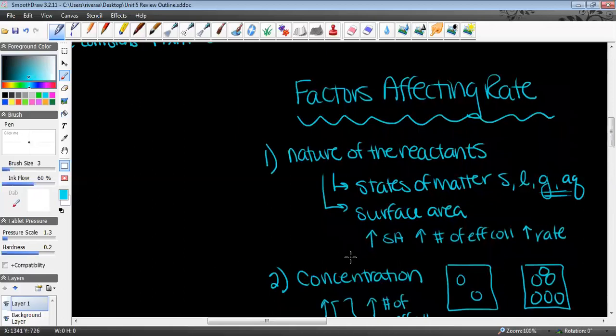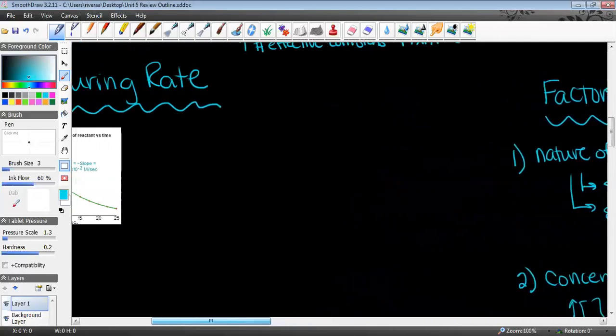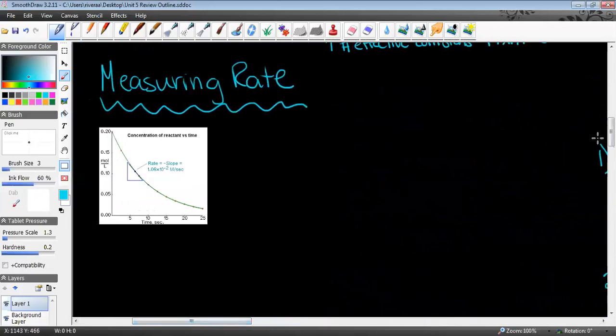Okie dokie. Let's talk about how we measure rate. I gotta move this out of my way. There we go. Okay. How do we measure reaction rate?